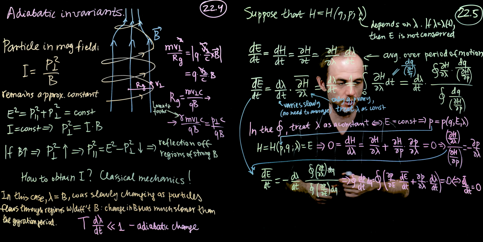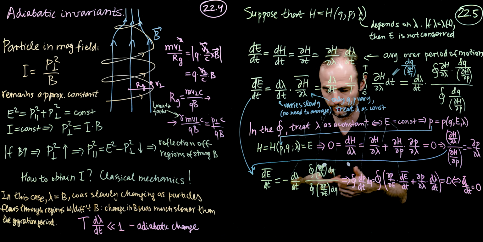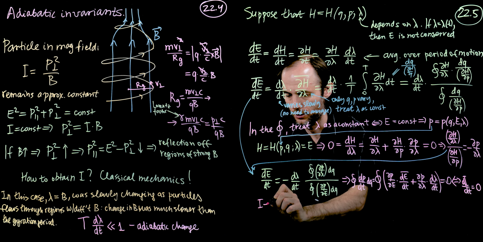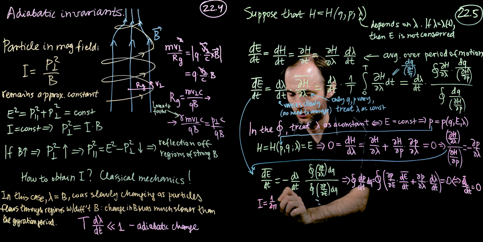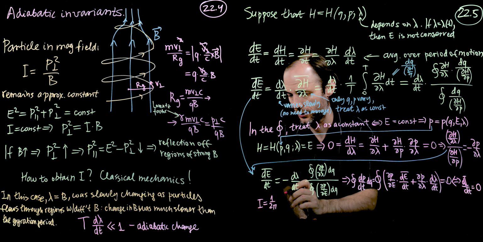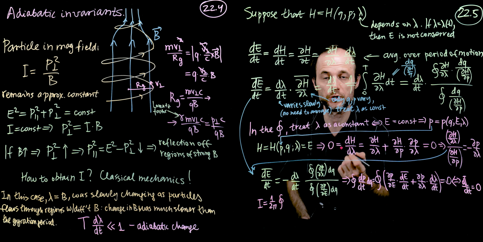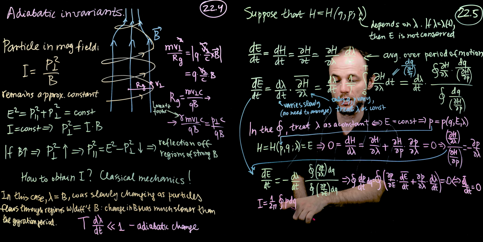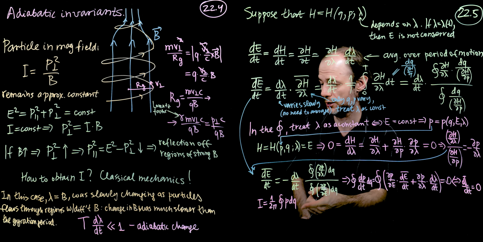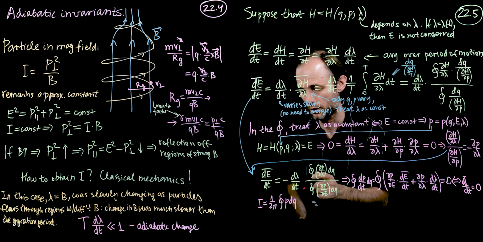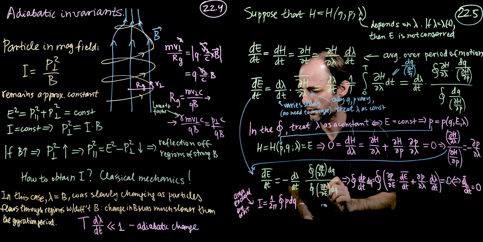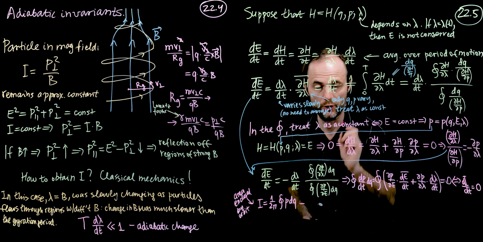So what is the adiabatic invariant? Let's write it out. I is equal to 1 over 2π. It's an arbitrary notation, but we're going to adopt it just because we're following Landau and Lifshitz, times the integral over the orbit of p dq. So this is basically the area enclosed by the orbit. And this remains constant when λ varies within our approximation.